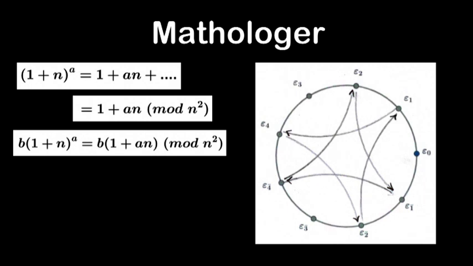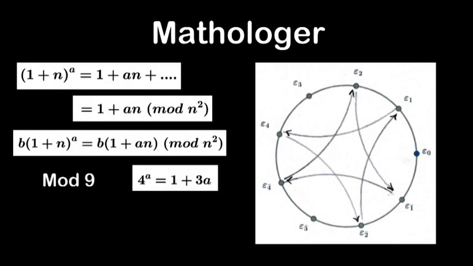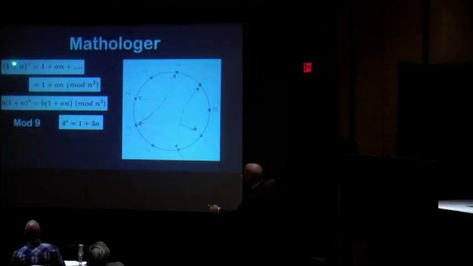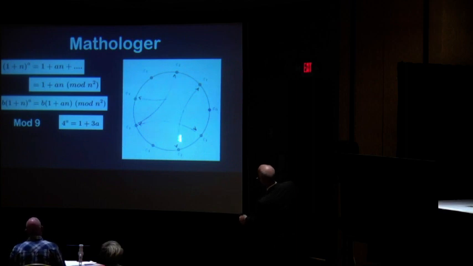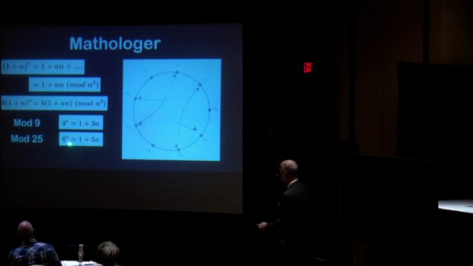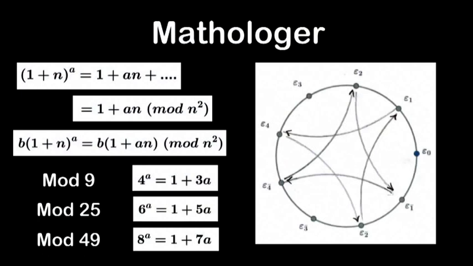So let's just specifically, whoops, I skipped through one. Mod 9 tells you that 4^a, when I just plug this equation in, (1 + 3)^a, 4^a equals 1 + 3a. And that's what we see here. 1 + 3a is 4 and 7, multiplying by 4. That's what this equation is saying: arithmetic on the right and geometric on the left. Same thing with, next one is mod 25: 6^a equals 1 + 5a, and mod 49, 8^a equals 1 + 7a.